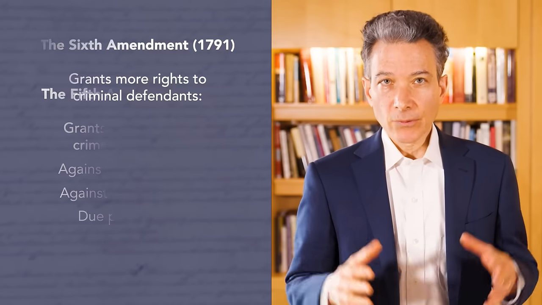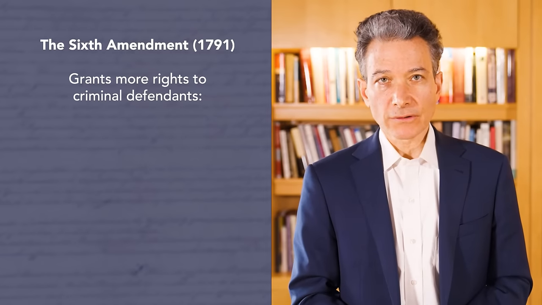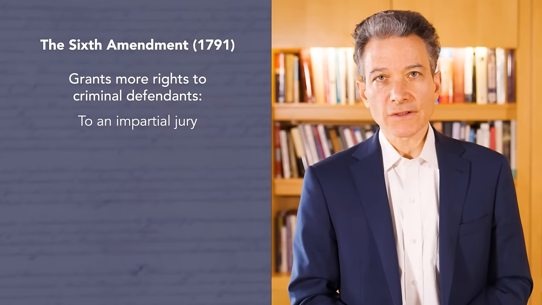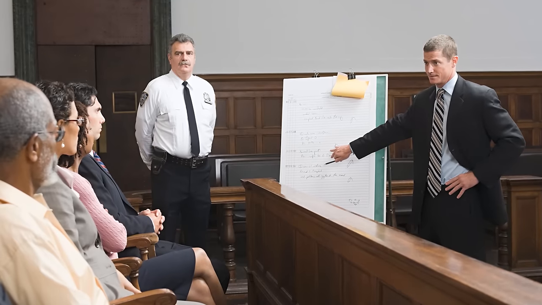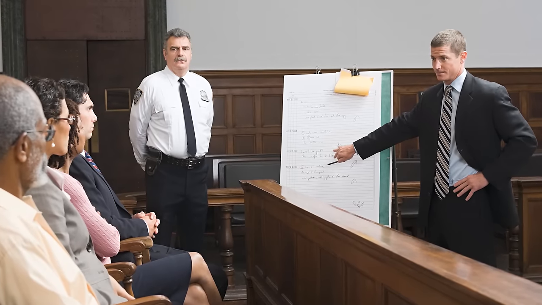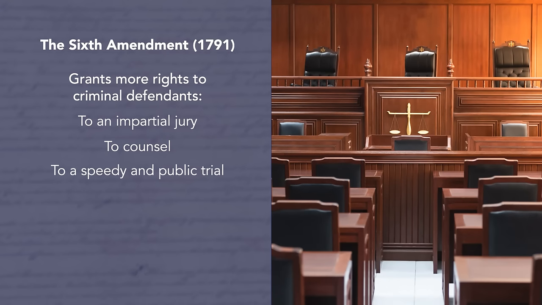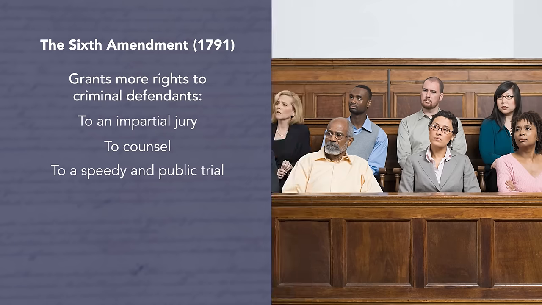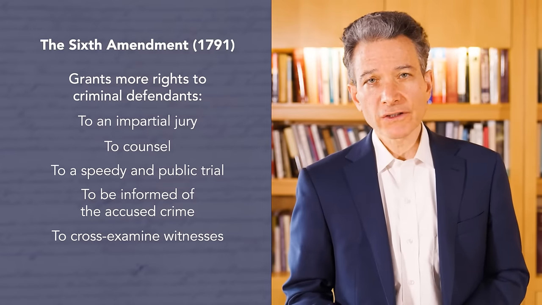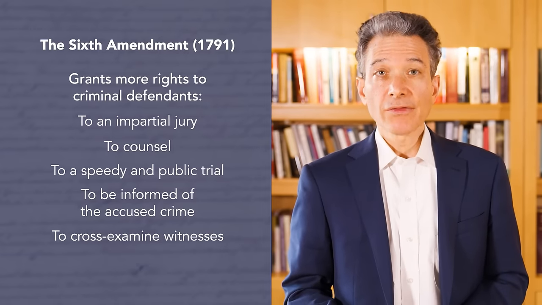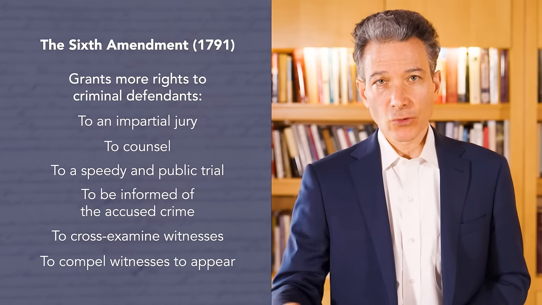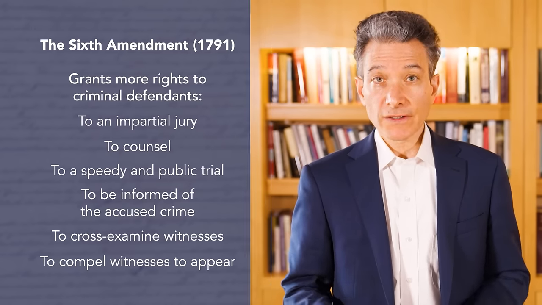Then we come to the Sixth Amendment, which grants even more rights to criminal defendants. There's a right to a jury trial in criminal cases, a right to counsel. Remember, if you're being interrogated by the police, say the magic words, "I want a lawyer," and you get one, according to the Sixth Amendment. You also have the right under the Sixth Amendment to a speedy and public trial. You have a right to an impartial jury, the right to be informed of what crime the government is charging against you. There's the Confrontation Clause, which grants you a right to cross-examine witnesses against you in person. And there's the right to compulsory process for witnesses. The court can order someone to appear in court as a witness for the defense.